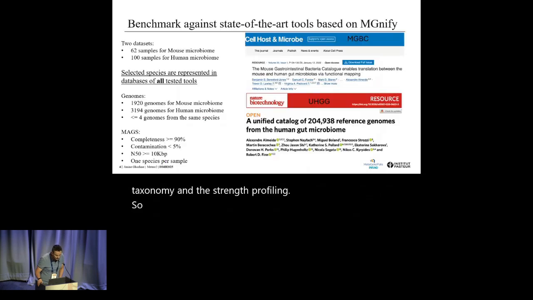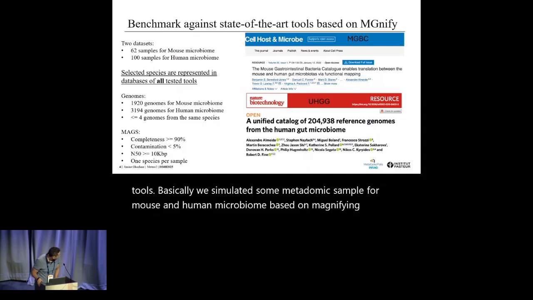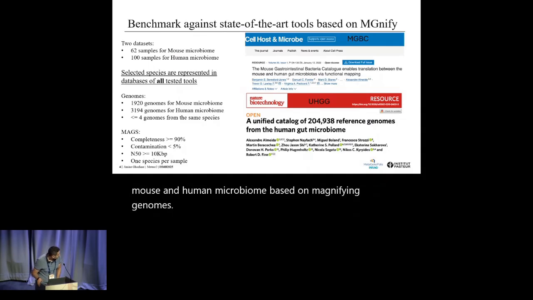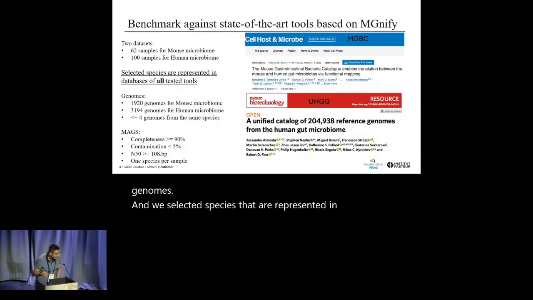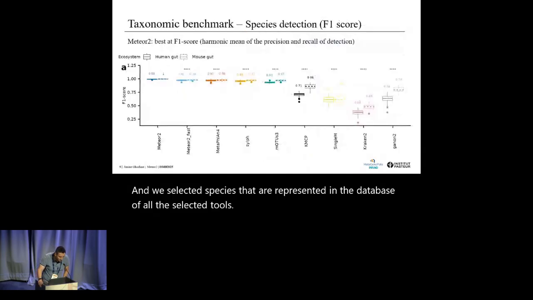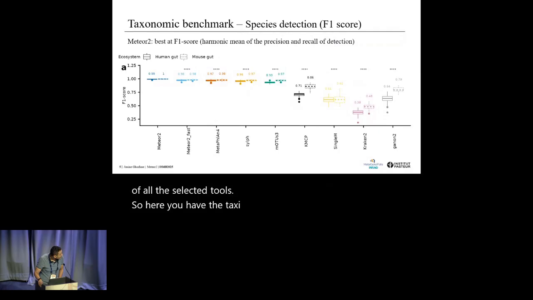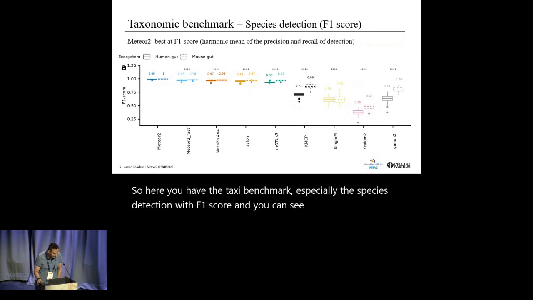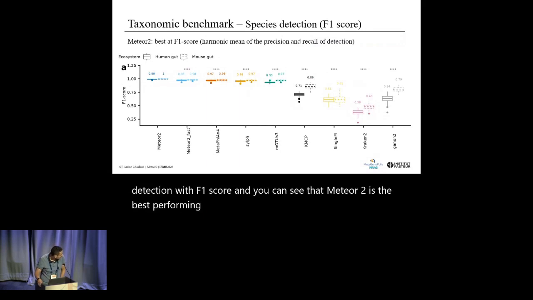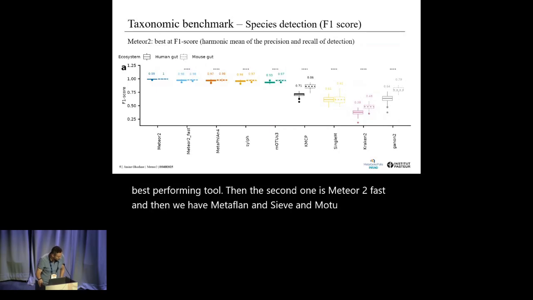So we benchmarked Meteor2 against all these state-of-the-art tools. Basically, we simulated some metagenomic samples for mouse and human microbiome based on MAGnified genomes. And we selected species that are represented in the database of all the selected tools. So here you have the taxonomic benchmark, especially the species detection with an F1 score. And you can see that Meteor2 is the best performing tool. Then the second one is Meteor2 Fast, and then we have MetaPhlAn and Sylph and mOTUs3 for the best approach.